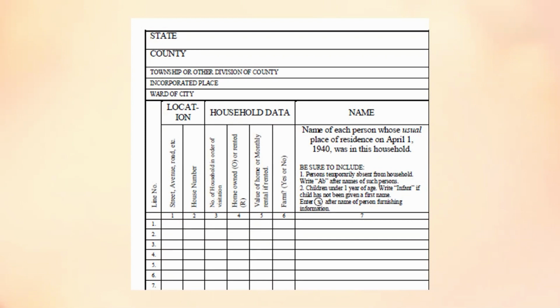The new things. We have a lot of the very basic information that you've seen on census records before, but in 1940, it was the first time information was given on who furnished the information.